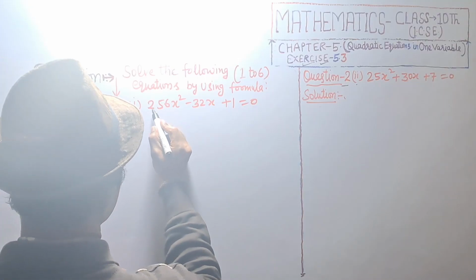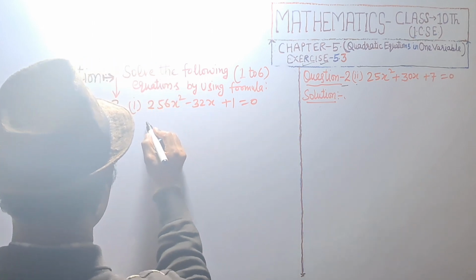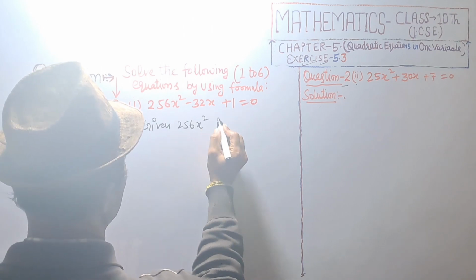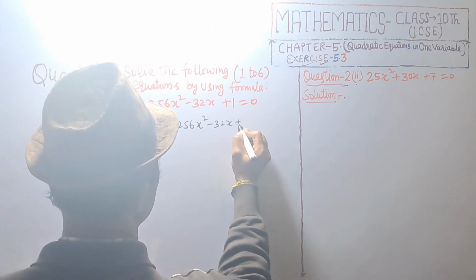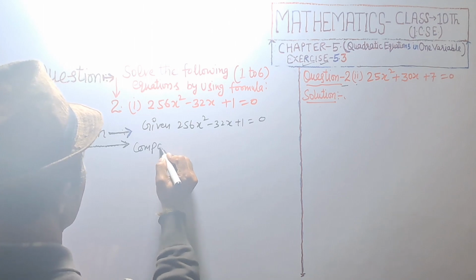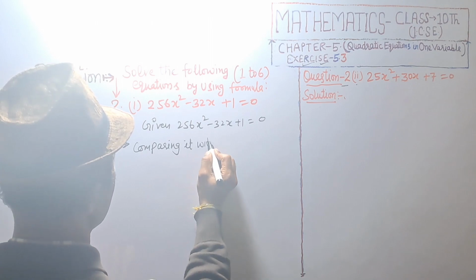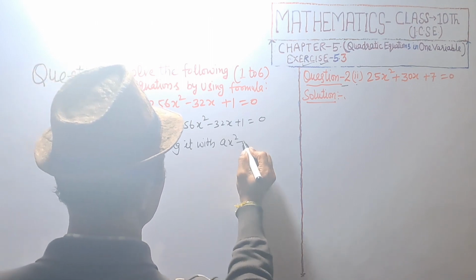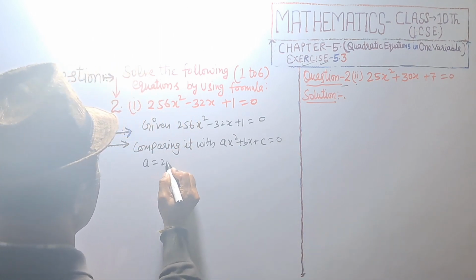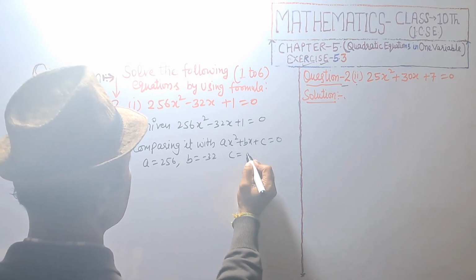Question number 2. 256x square minus 32x plus 1 equal to 0. Given 256x raised to power 2 minus 32x plus 1 is equal to 0. Comparing it with ax square plus bx plus c is equal to 0, A is equal to 256, B is equal to minus 32 and C is equal to 1.